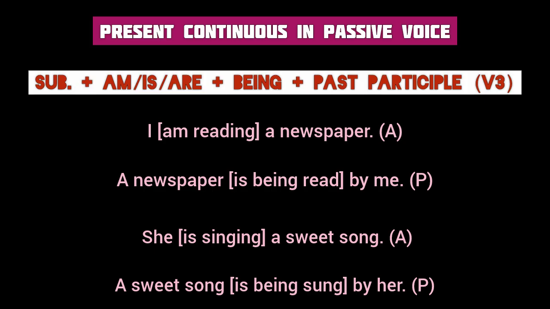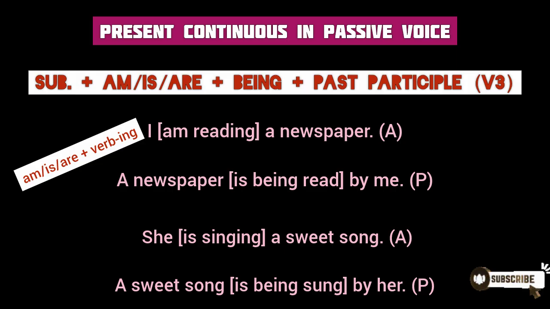Now, like I said earlier, only the present continuous and the past continuous have passive voice. First, let's see how the present continuous is used in the passive voice. You see, the structure of the present continuous in passive voice is subject plus am or is or are plus being plus the past participle of the principal verb. You may remember the active voice structure of the present continuous tense, which is am, is, are plus the present participle of the principal verb or its ing form.